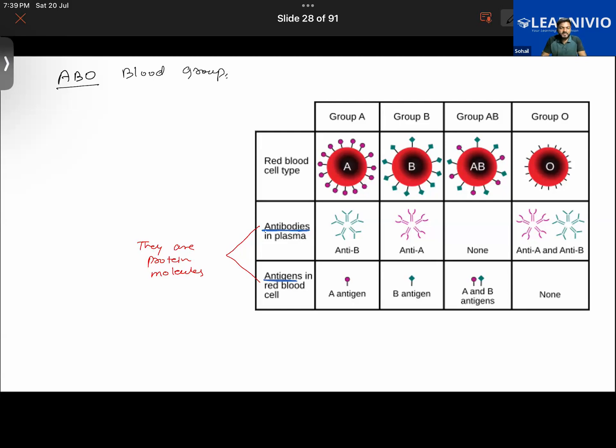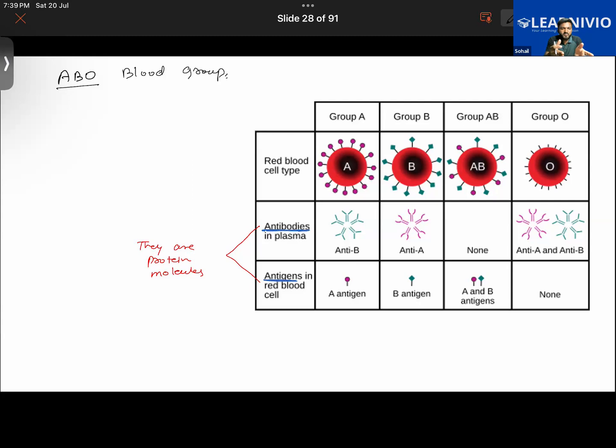Also, like in the previous classes, you would have learned about protein. Our cells, our skin cells, contain protein. They are all made up of protein. Our blood also contains protein.